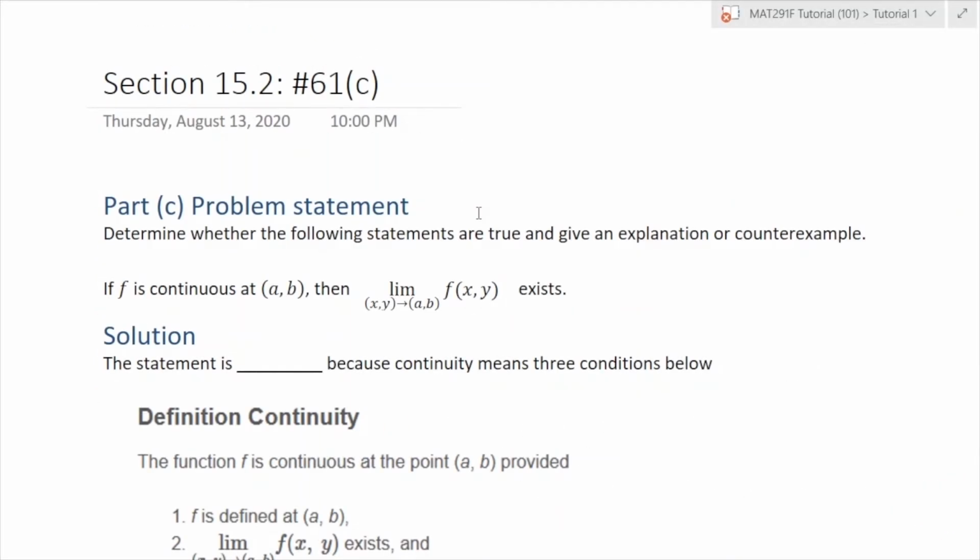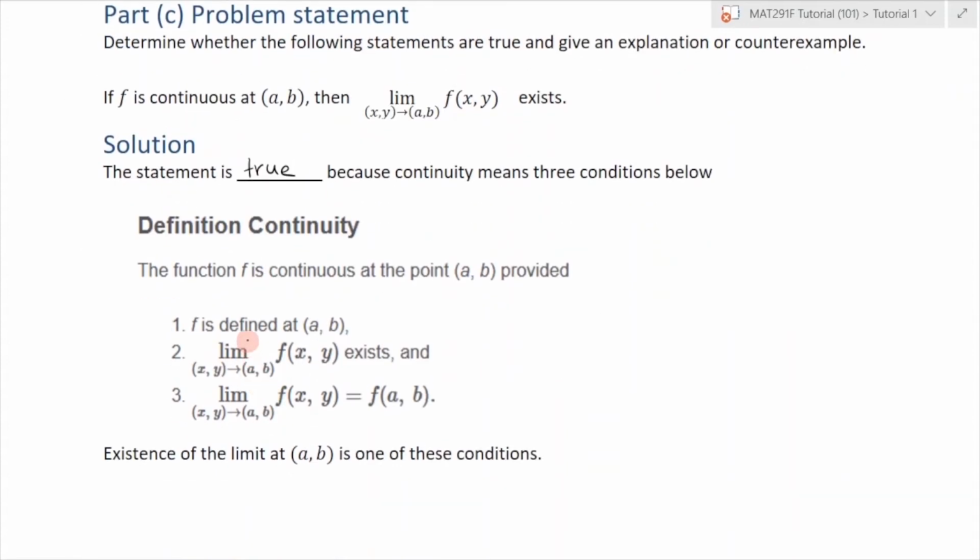In part C, the statement is like this. It says if f is continuous at a point AB, then this limit at the point AB exists. This statement is true because of the definition of continuity. Continuous means these three statements again, and one of these statements, the second one, is exactly the statement that we're after. So exactly this.